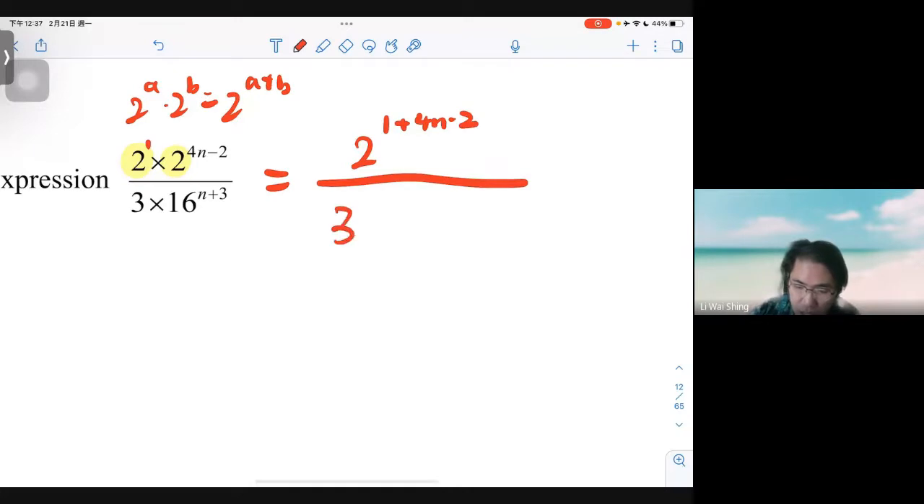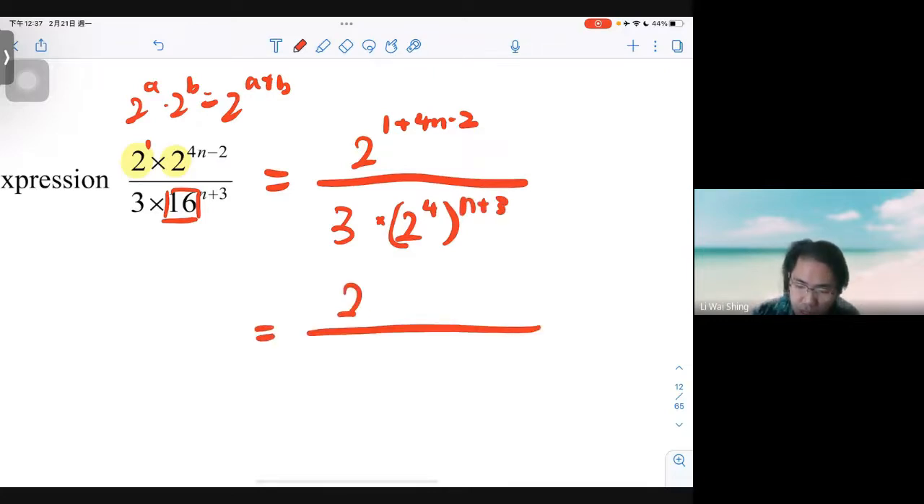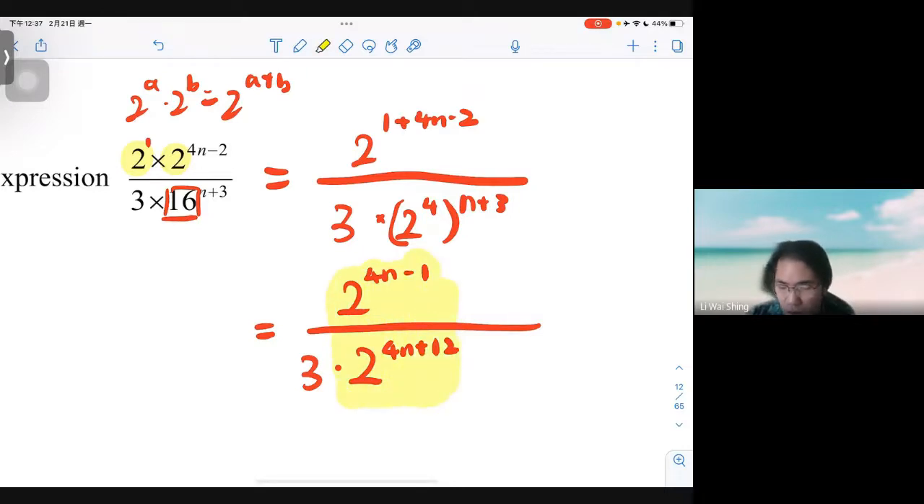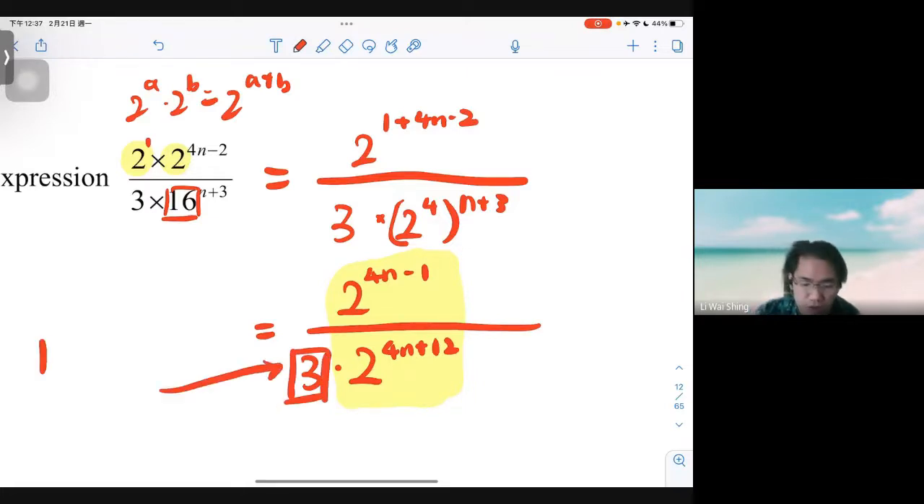And in the denominator, you will just split the base, because 16, you can change it into 2 to the power 4. In the numerator, you will have 4n minus 1, and in the denominator, you will have 4n plus 12. This time, only this part, the yellow part, has the base 2. So the 3, you don't need to care about that. It's just for decoration.